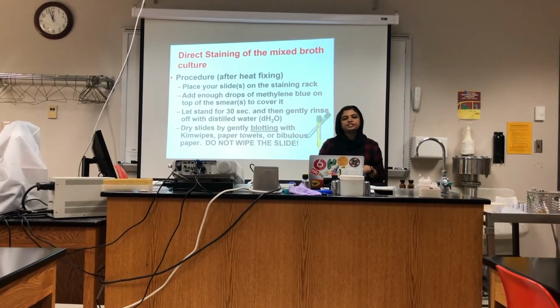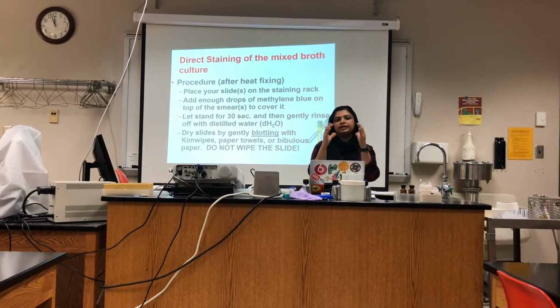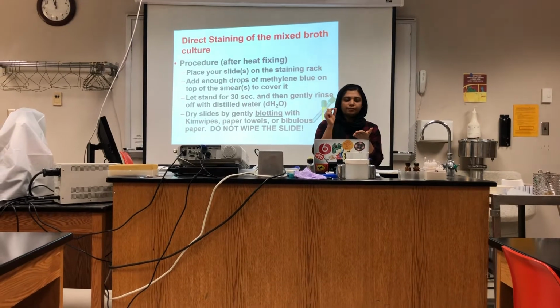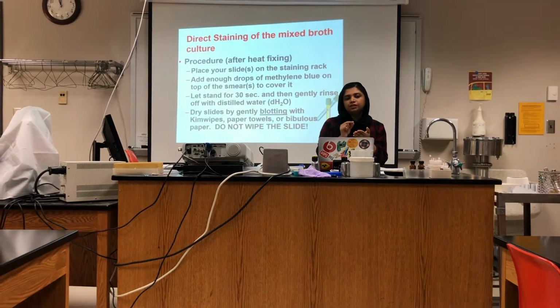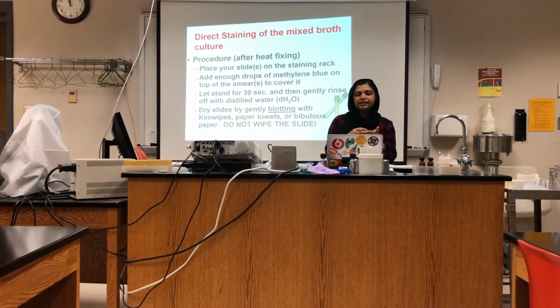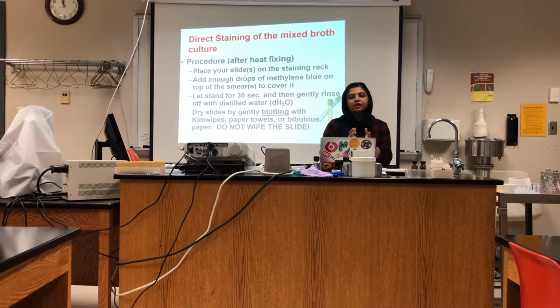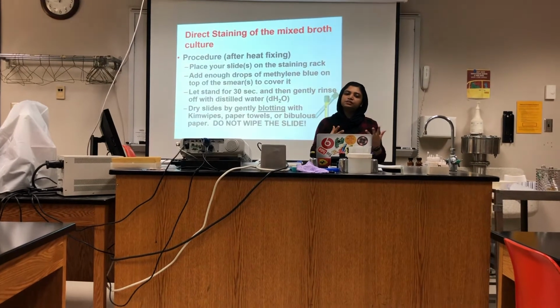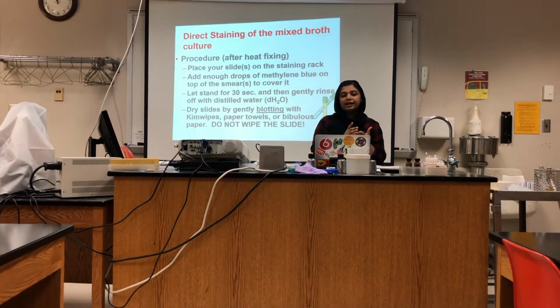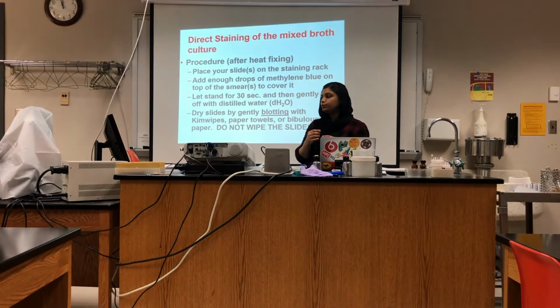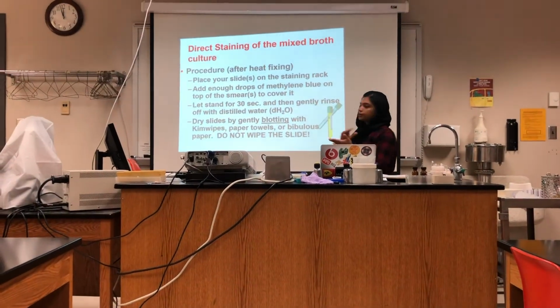The procedure for direct staining is that we take a glass slide and, with the inoculating loop, add 2 loopfuls of the culture onto the slide. We just make it a thin smear and allow it to air dry. After air drying, we heat fix the slide, and after heat fixing, we add the dye, methylene blue, onto the top of the smear to cover it.